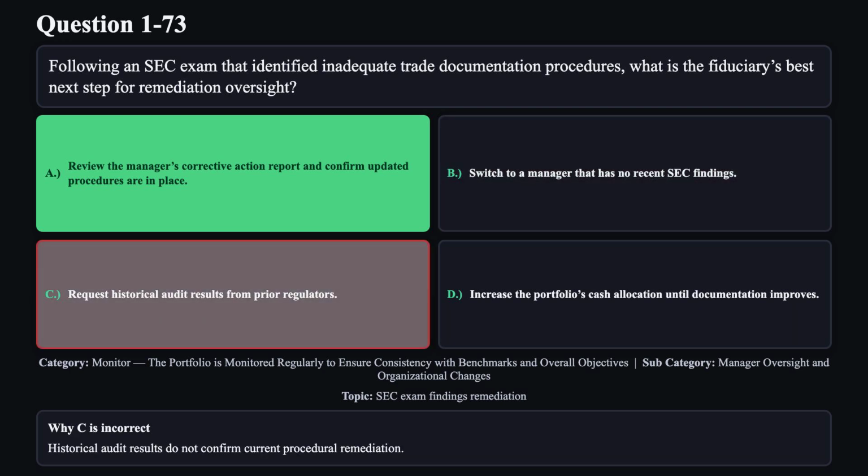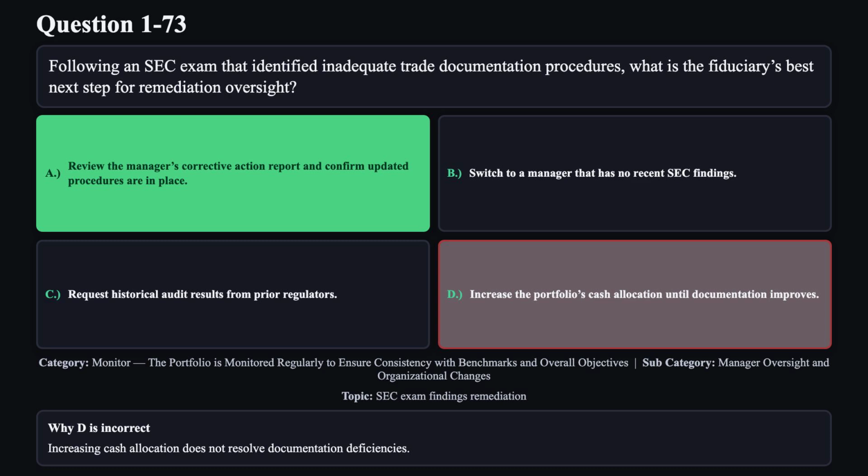Reason C is not correct. Historical audit results do not confirm current procedural remediation. Reason D is not correct. Increasing cash allocation does not resolve documentation deficiencies.